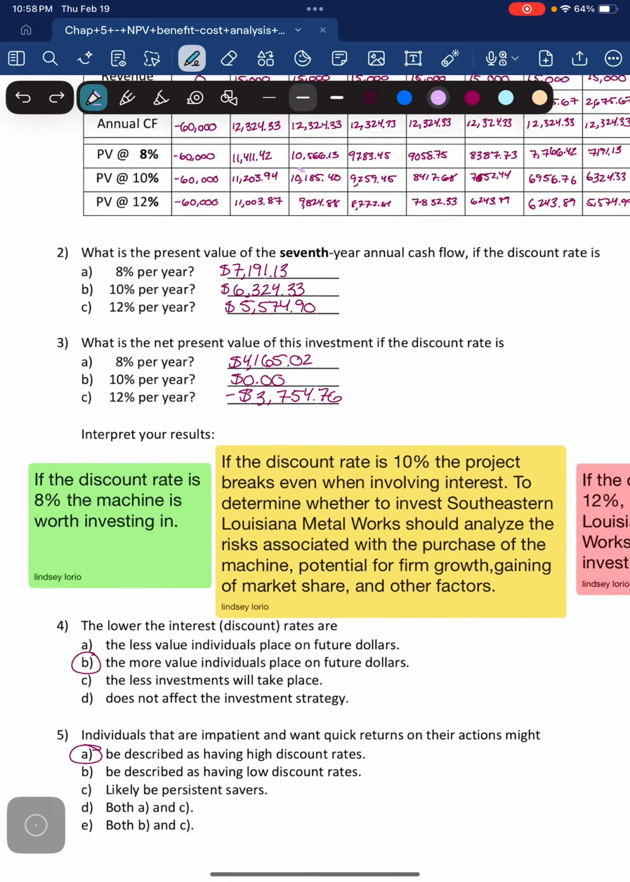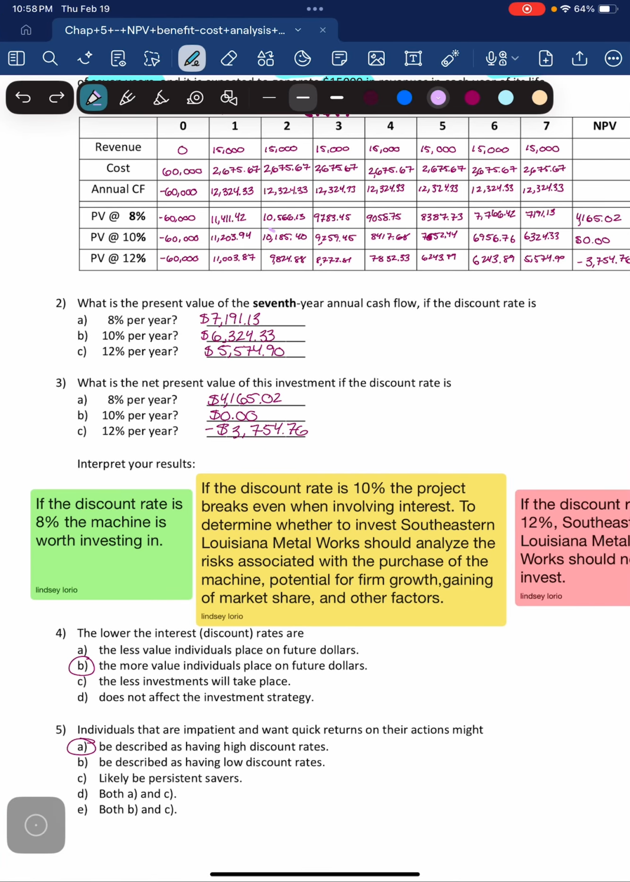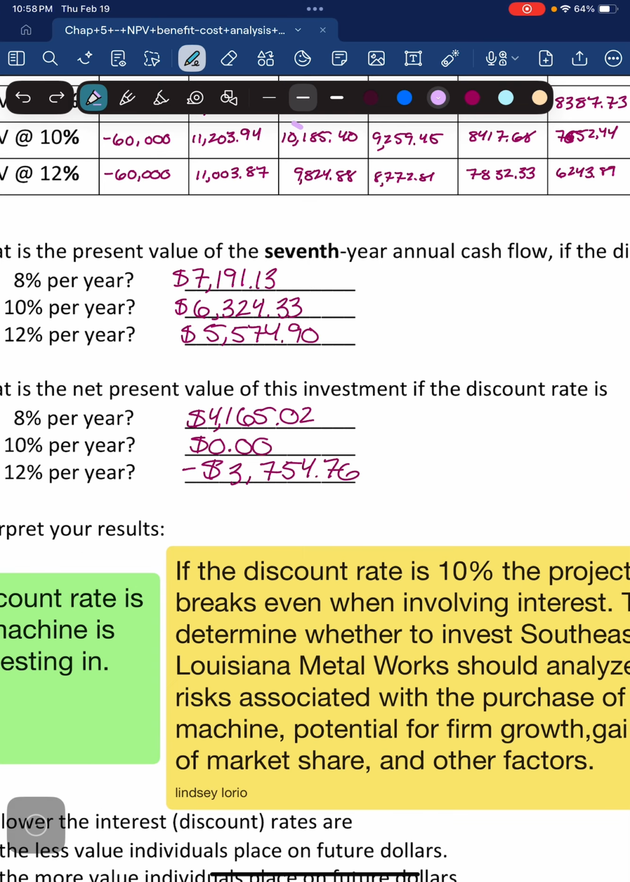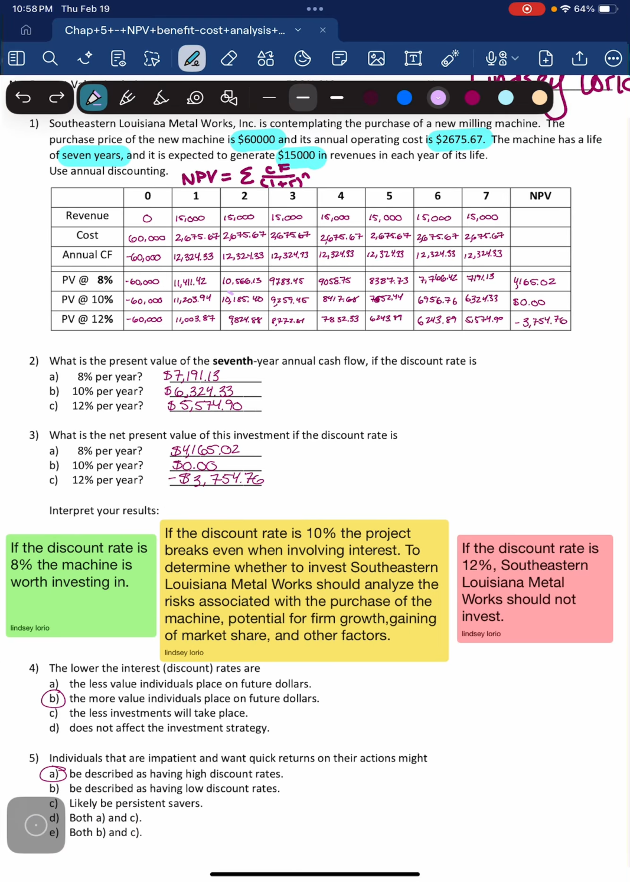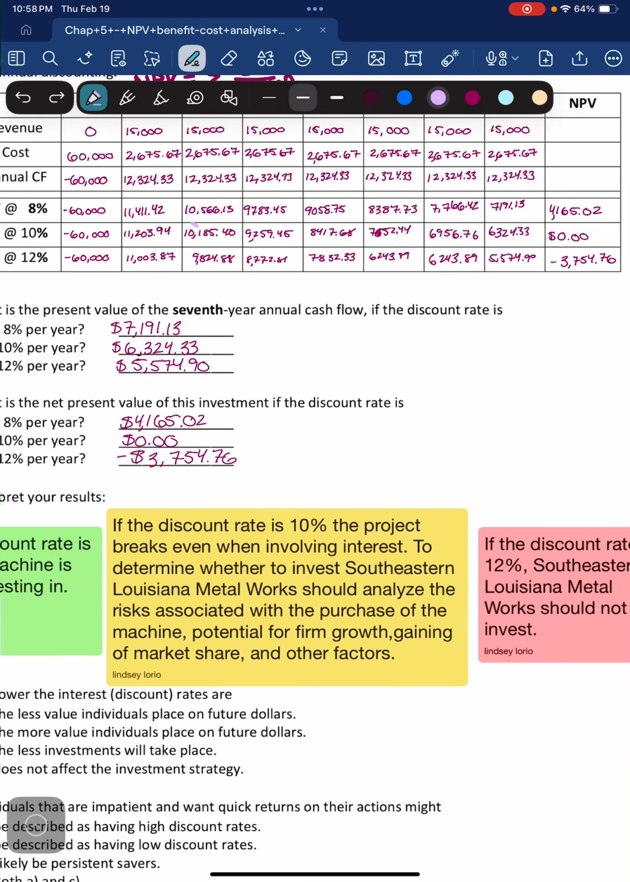Okay, so interpretations. If the discount rate is 8%, the machine is worth investing in. And the reason for that is because it is a positive number. It's positive by a lot. It's positive by $4,000. And so they will be making money off of it. Definitely. Over the discount rate, which involves interest. So they will be making interest and additional capital off of it.